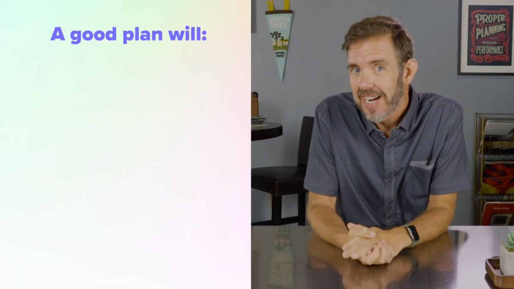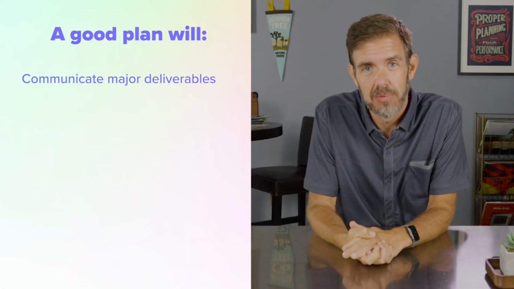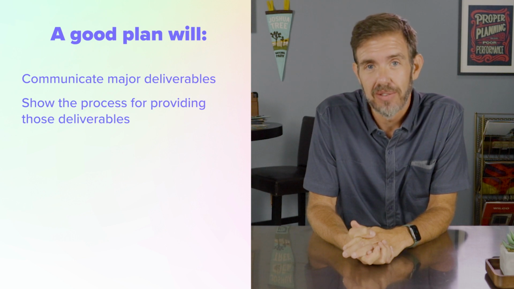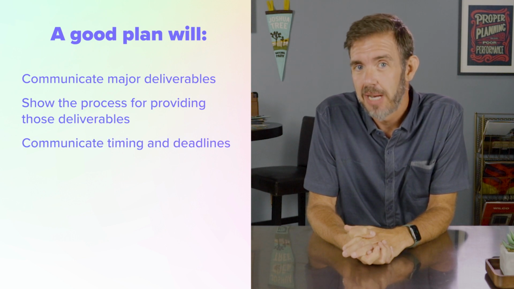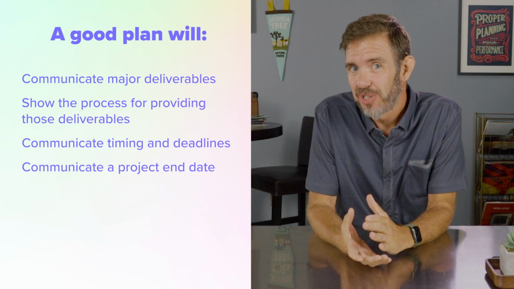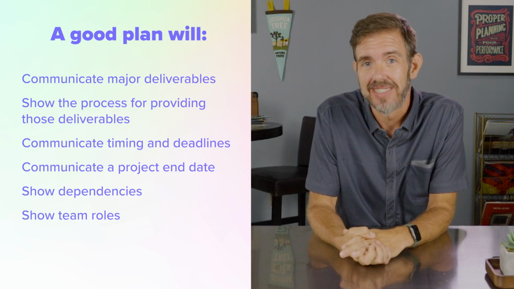It can feel like a lot, but in this short tutorial, I'm going to explain how you can pull together a plan with a pretty simple process and of course with TeamGantt. But first, maybe we should talk about what a good plan will do. The way that I see it, any good plan is going to communicate major deliverables, show the process by which you're going to provide those deliverables, communicate timing and deadlines around those deliverables, and of course, an end date for your project. It'll also show dependencies, team roles, and assignments.